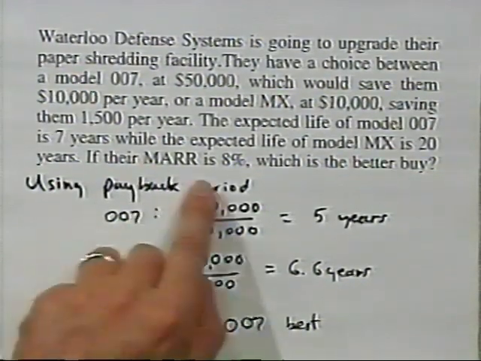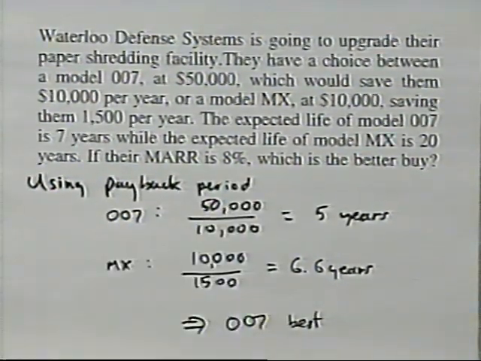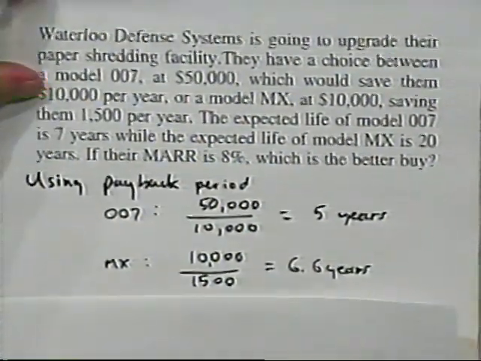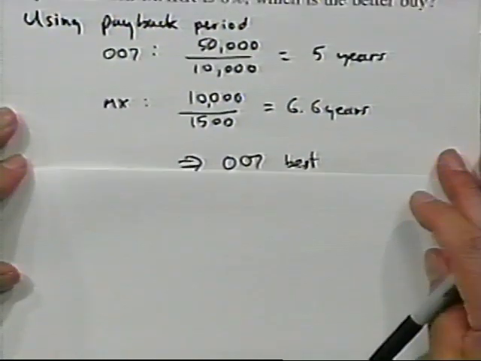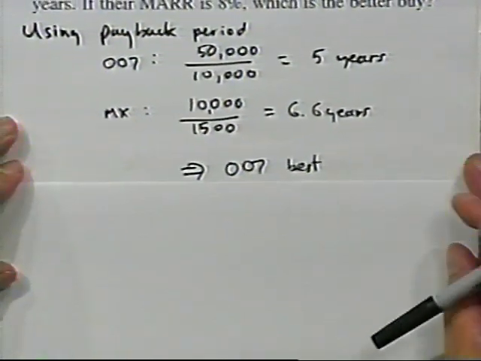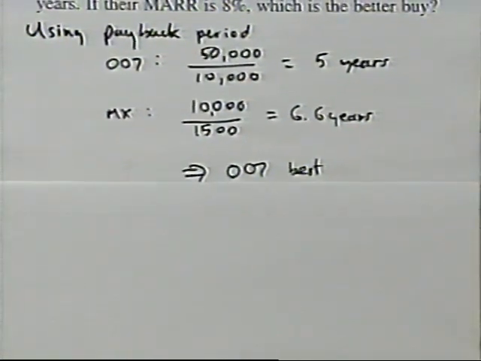Now, of course, we were given an interest rate here of 8%. We didn't use that for the payback period. We don't need to. We can, however, do the same calculation for, say, an annual worth comparison to get an accurate measure of which one of these is better.